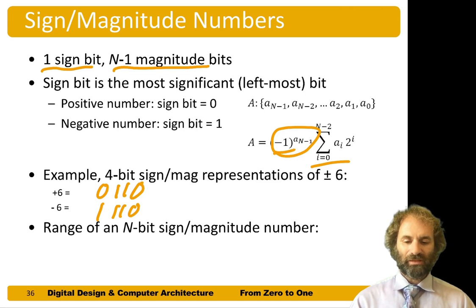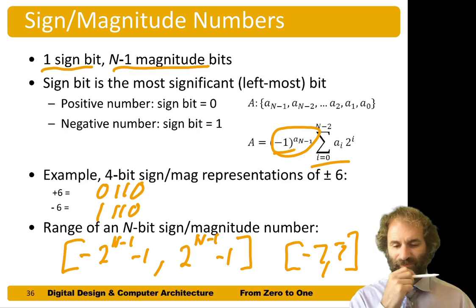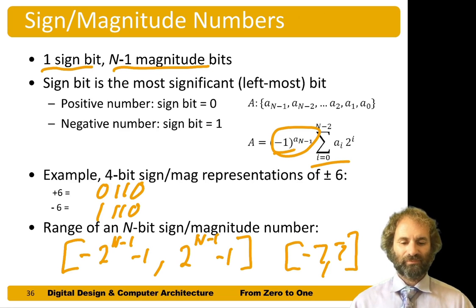An n-bit signed magnitude number has a range from negative 2 to the n minus 1 minus 1 to 2 to the n minus 1 minus 1. For instance, a 4-bit signed magnitude number has a range of -7 to 7.